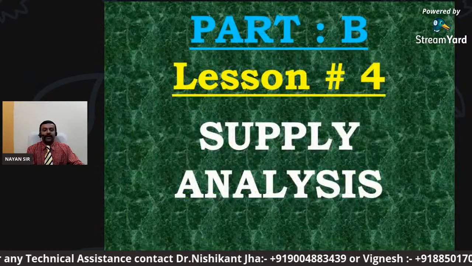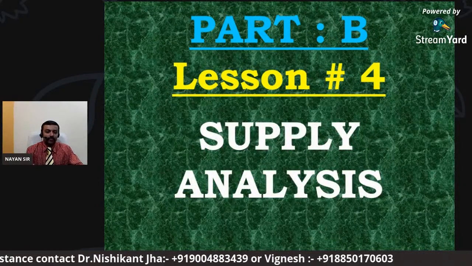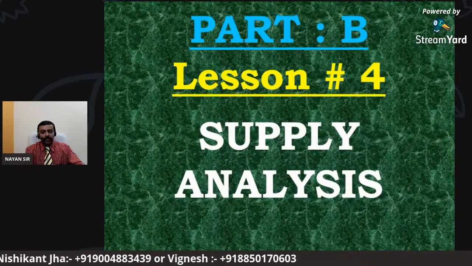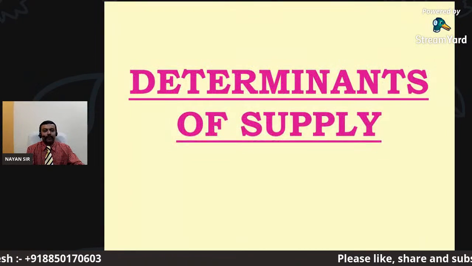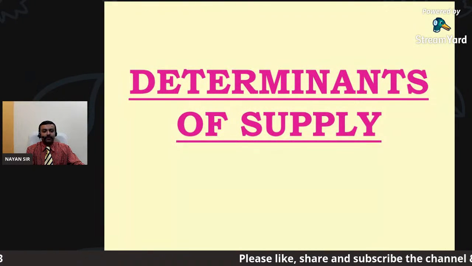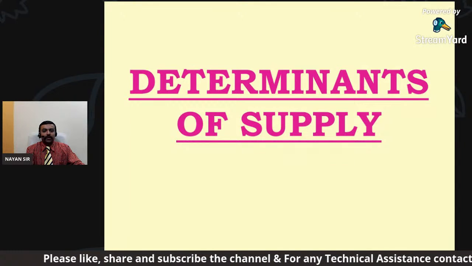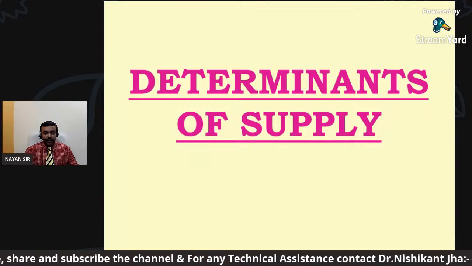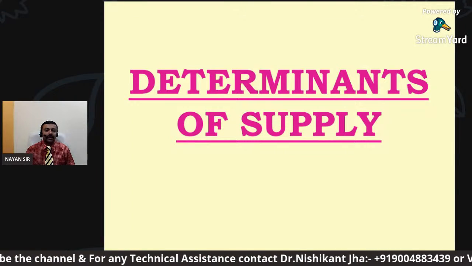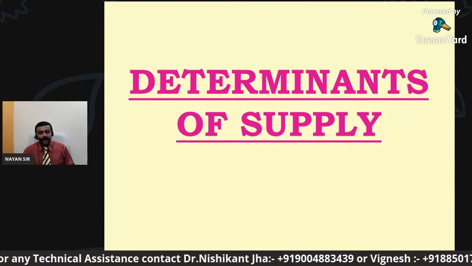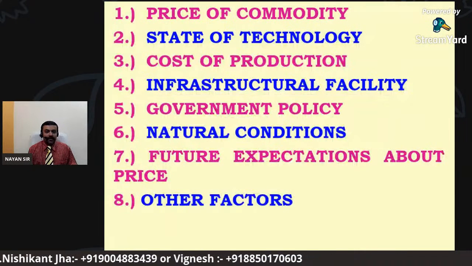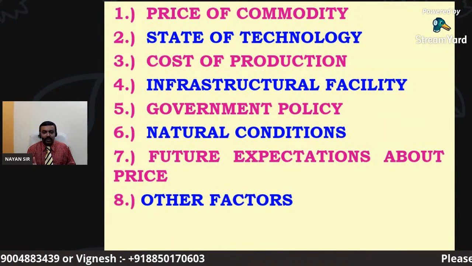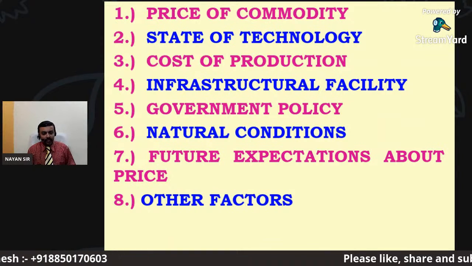We started supply analysis, friends. We have already completed elasticity of demand, and we were doing determinants of supply. So let us once again continue with the determinants of supply, and I had flashed all the determinants. Price of commodity is the first very important determinant.